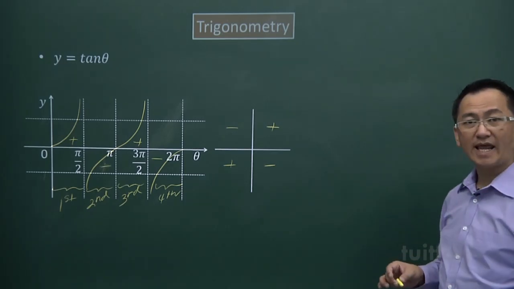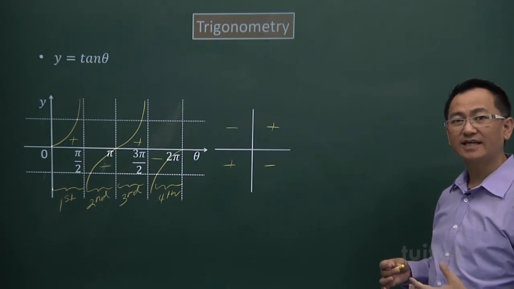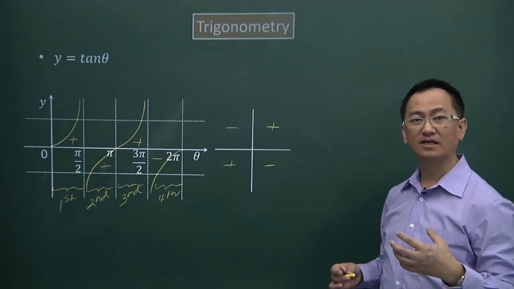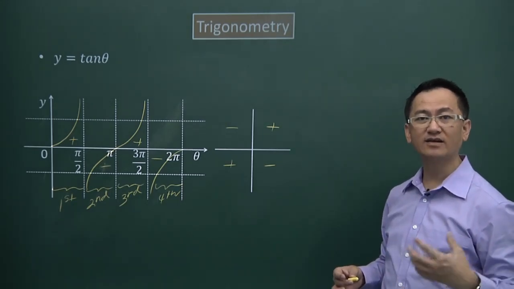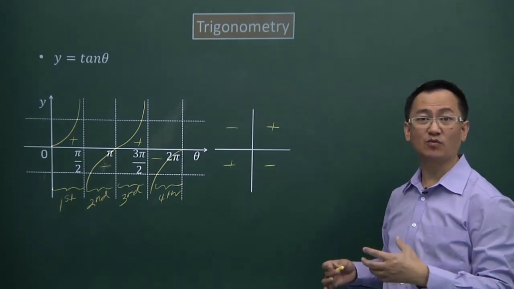So we have come to the end of these teaching videos. I hope that you actually can remember where the tangent and the cos and the sine graph will be positive and where they will be negative.